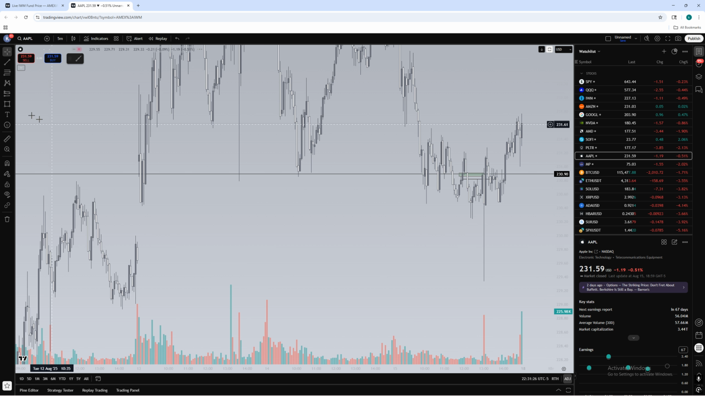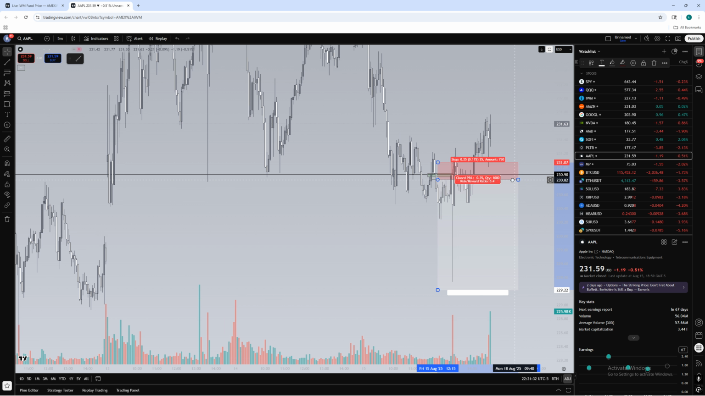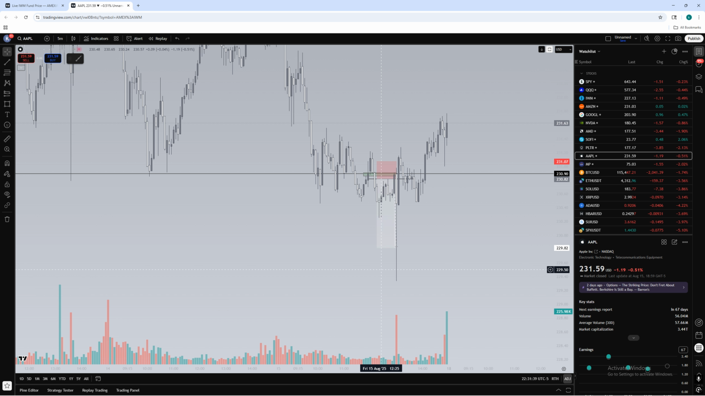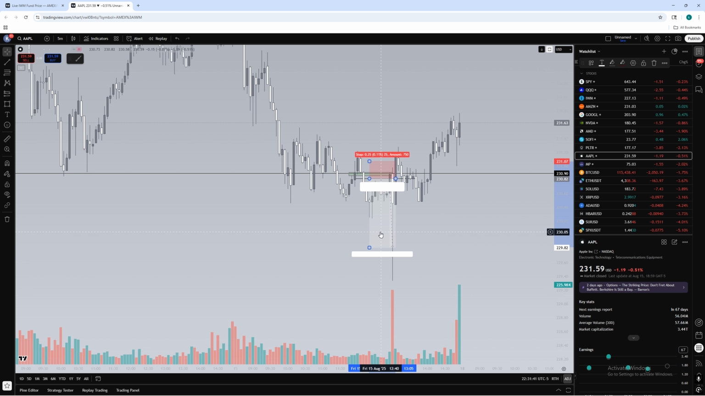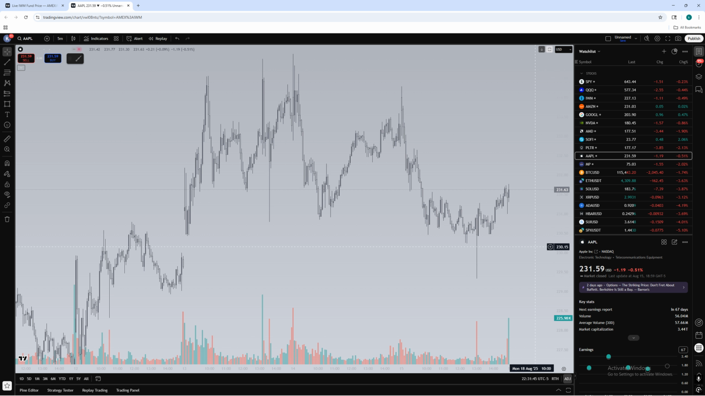But yeah, that was our trade for Friday. Again, quick trade, super quick trade. Gap fill. And then let's see what else. Well, let's go over the watch list for this week.